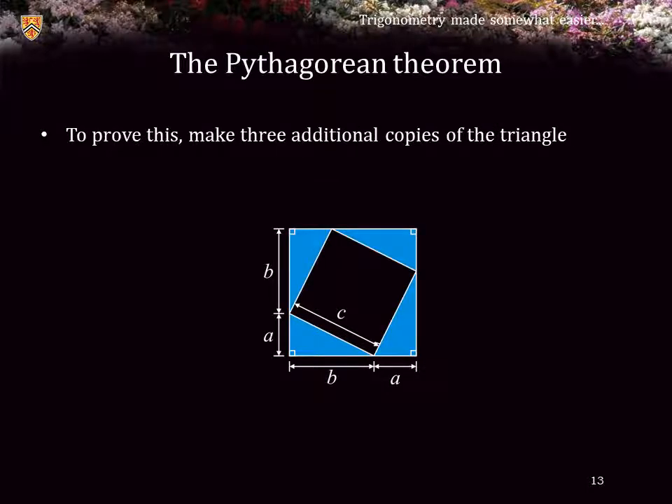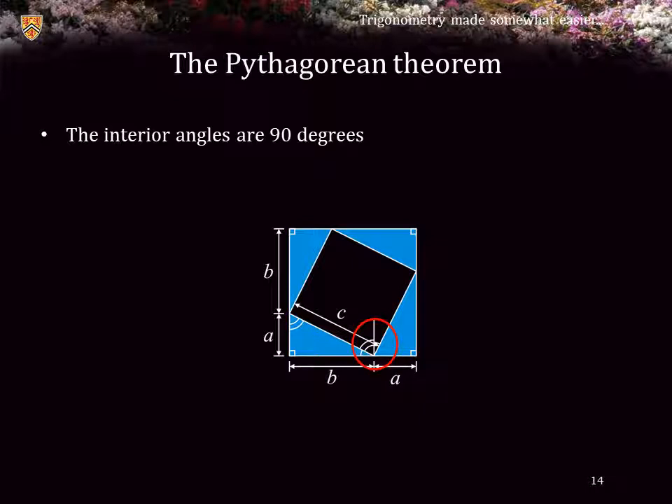To prove this, let's make 3 additional copies of this triangle and lay them out as we see here. In this case, this forms a square with sides length A plus B. Now, also from the properties of angles within a triangle, we also see that the interior angles within this shape must also be 90 degrees. Thus, the interior must also be a square, and because each of the sides of that square is the hypotenuse, the area of that interior must be equal to C squared.